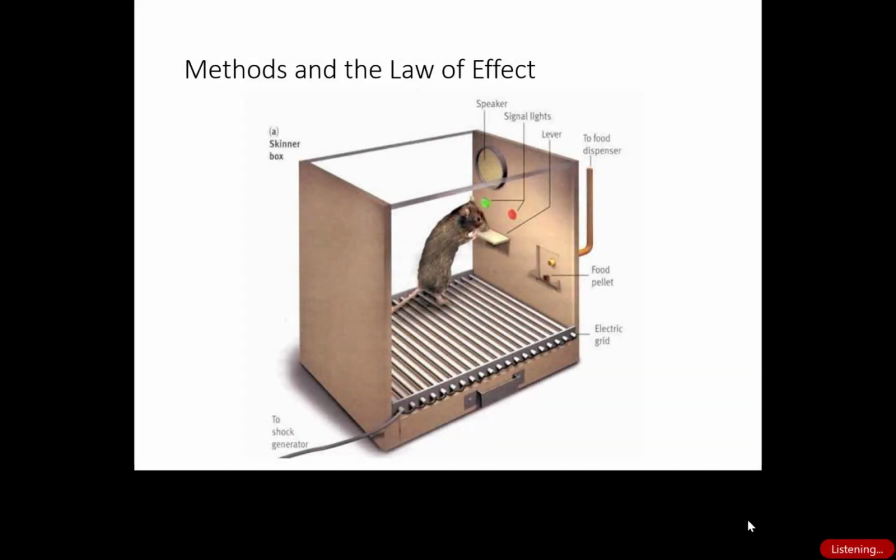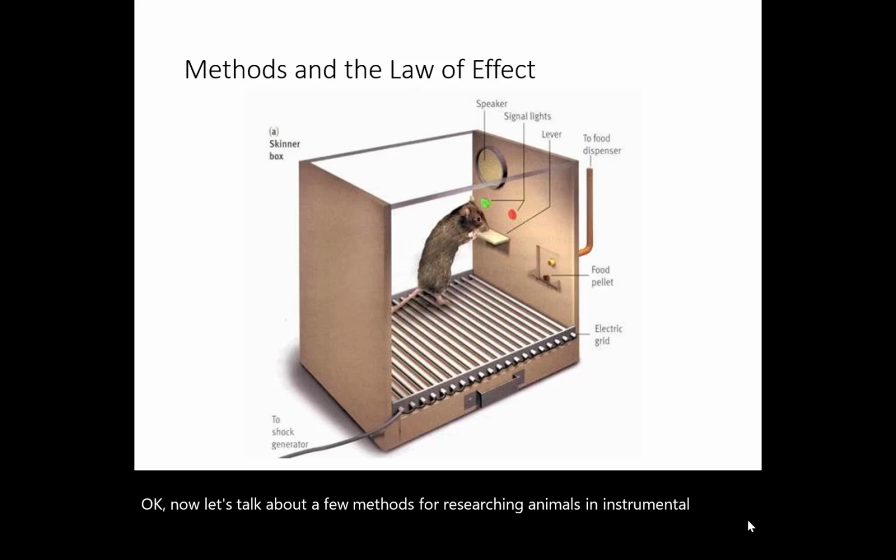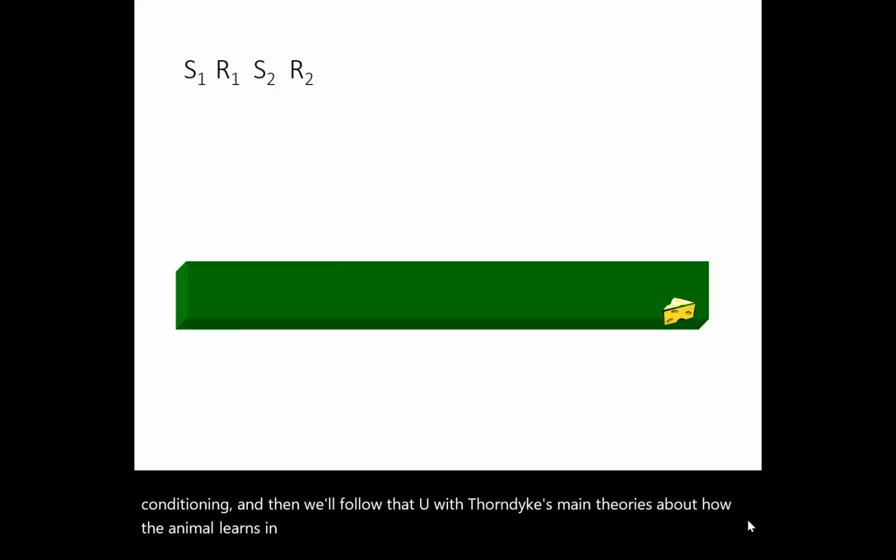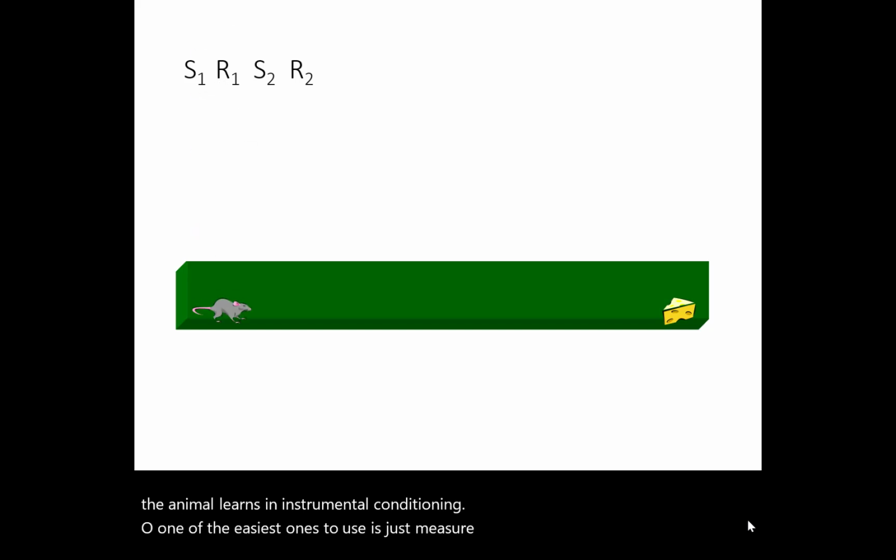Okay, now let's talk about a few methods for researching animals in instrumental conditioning. And then we'll follow that up with Thorndike's main theories about how the animal learns in instrumental conditioning. So one of the easiest ones to use is just measure time. We call this latency.